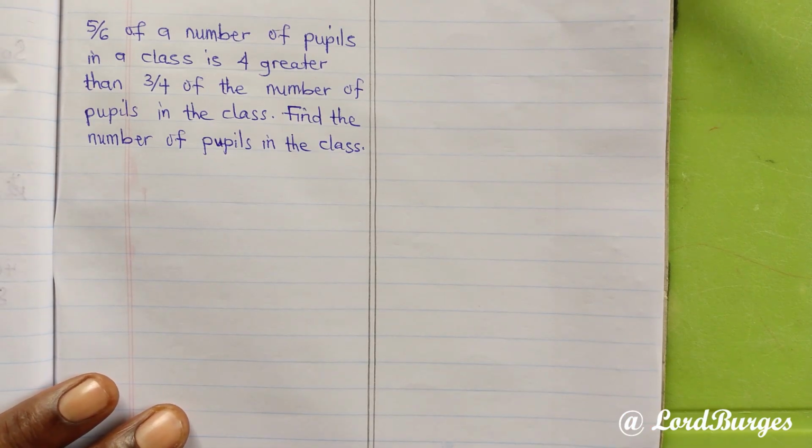5 over 6 of the number of pupils in a class is 4 greater than 3 over 4 of the number of pupils in the class. Find the number of pupils in the class.